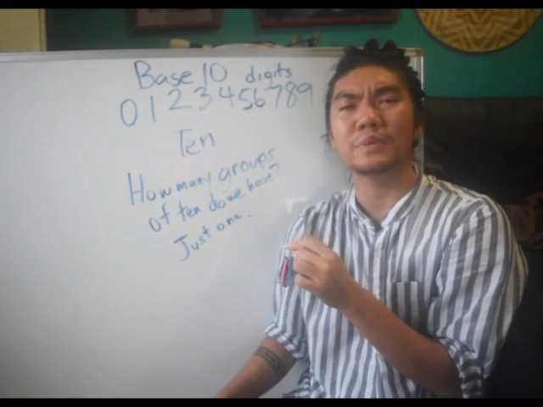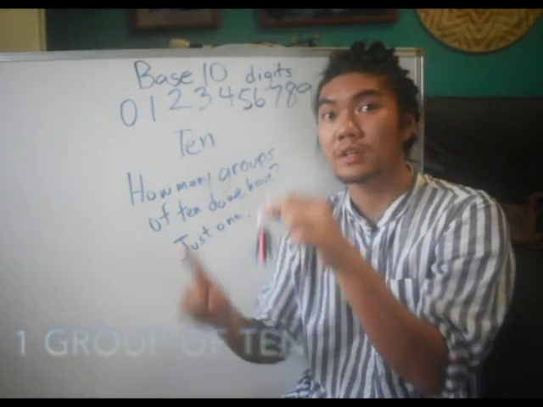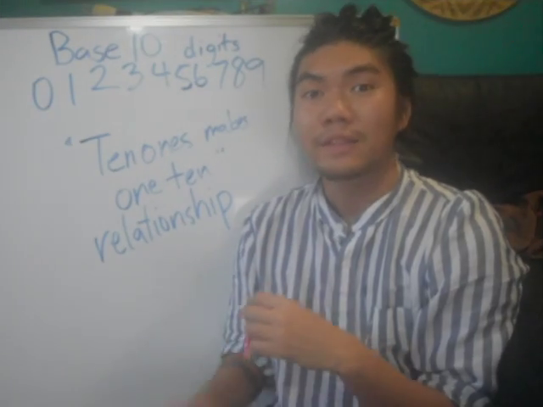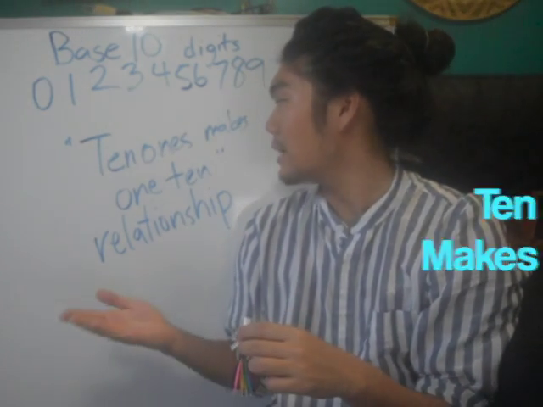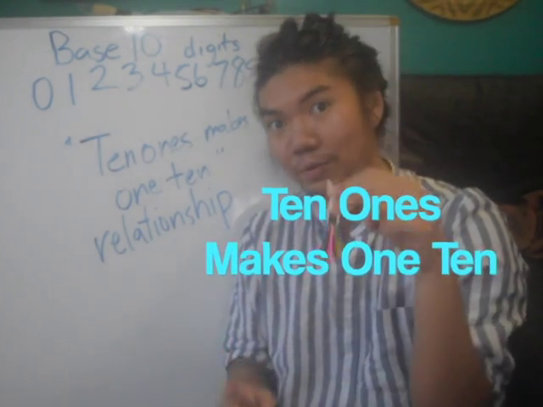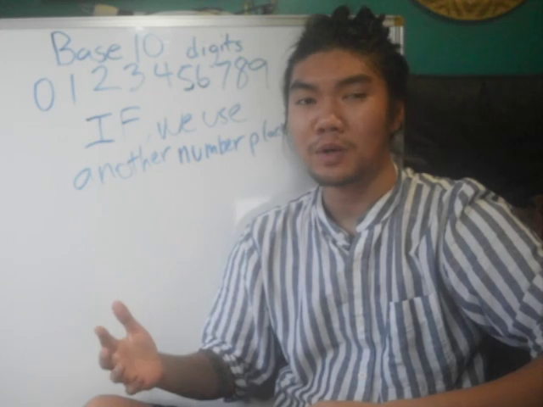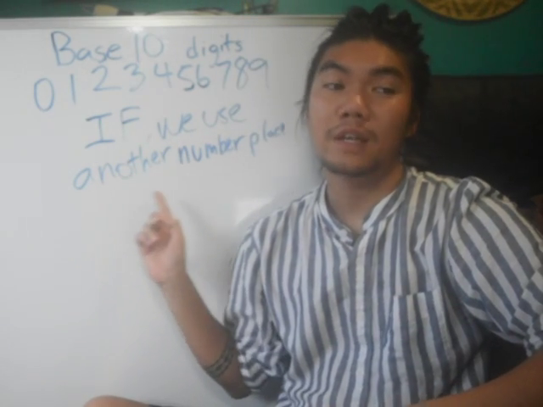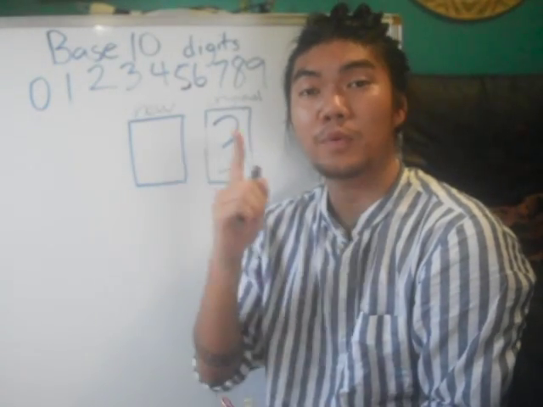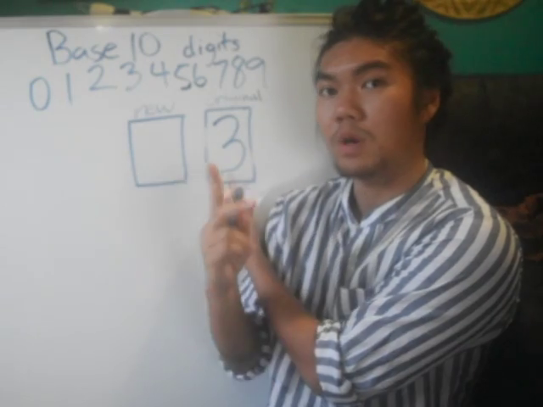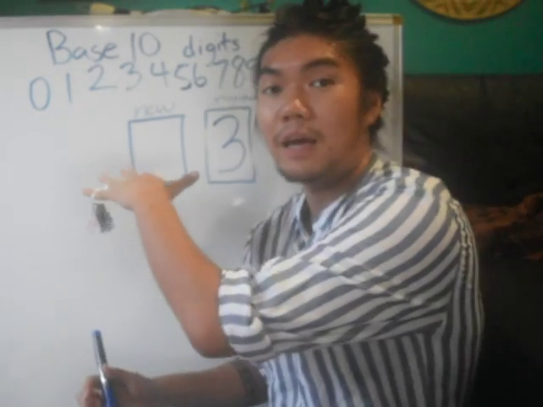So how many paper clips do we have? 10. But how many groups of 10 do we have? Just one. This base 10 concept and grouping idea is known as the 10 ones makes 1 ten relationship. This grouping idea helps us with our lack of digits problem if we use another number place. Instead of using the new number place to count paper clips one at a time, like we did with the first number place, we are going to use it to count paper clips 10 at a time.